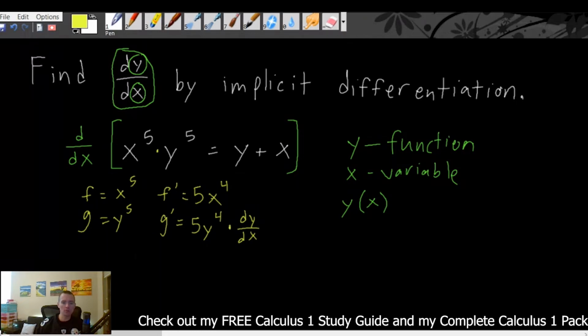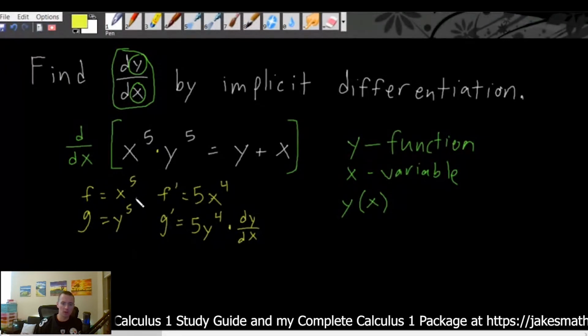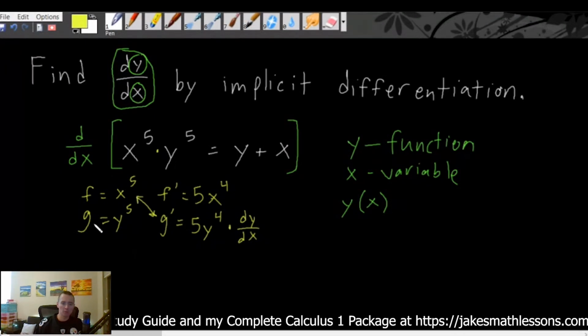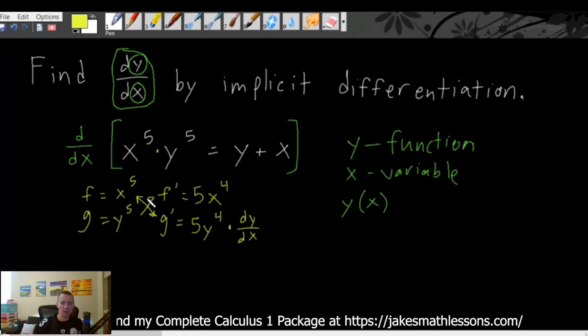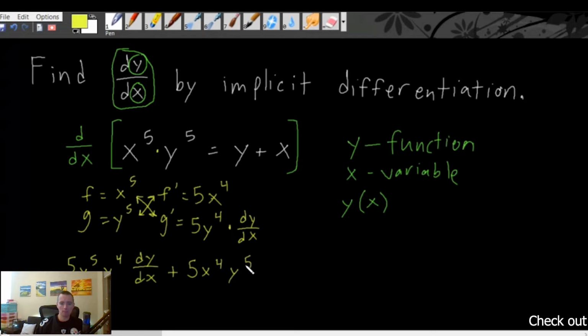All right, so now to apply the product rule, what we need to do is multiply this f times g prime, multiply the g times f prime, and then add those two things together. So we will do 5y to the 4th dy dx times x to the 5th, which gives us 5 x to the 5th, y to the 4th, dy dx. And then we're going to add 5x to the 4th times y to the 5th. Okay, so that is the derivative of the left side of our equation.